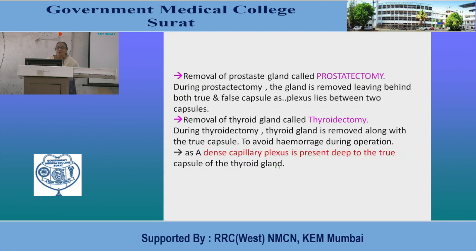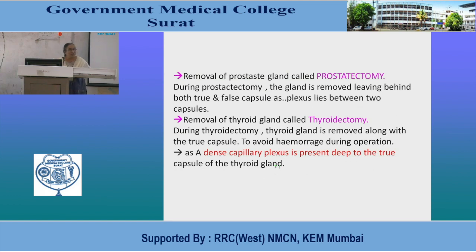Now, removal of the prostate gland is called prostatectomy, and removal of the thyroid gland is called thyroidectomy. That is the most important viva question, along with the dissection. So we have to keep it in mind. First, the prostatectomy. During prostatectomy, the gland is removed, leaving behind both the true and the false capsule, as the plexus lies between the two capsules.